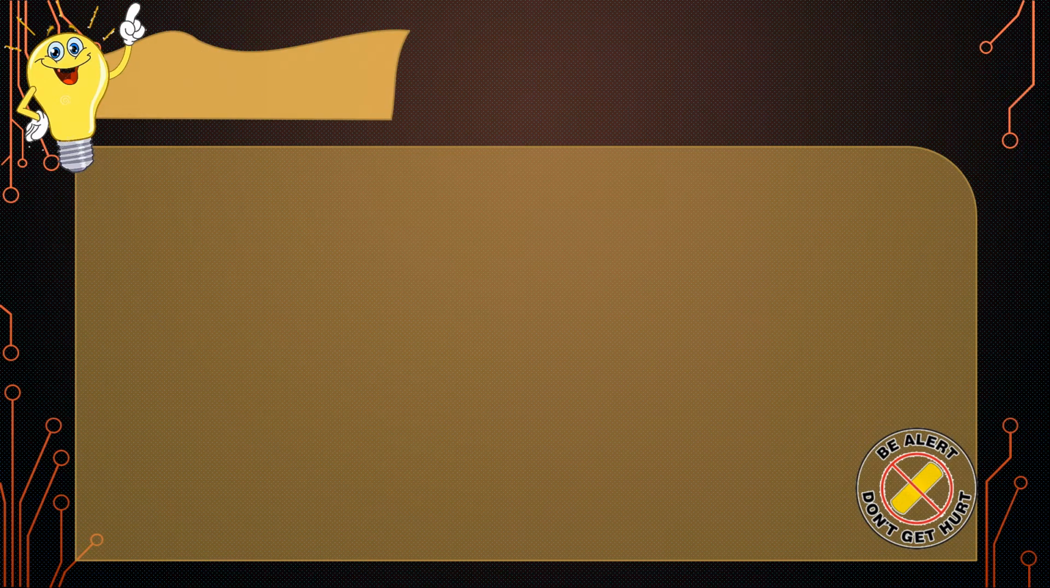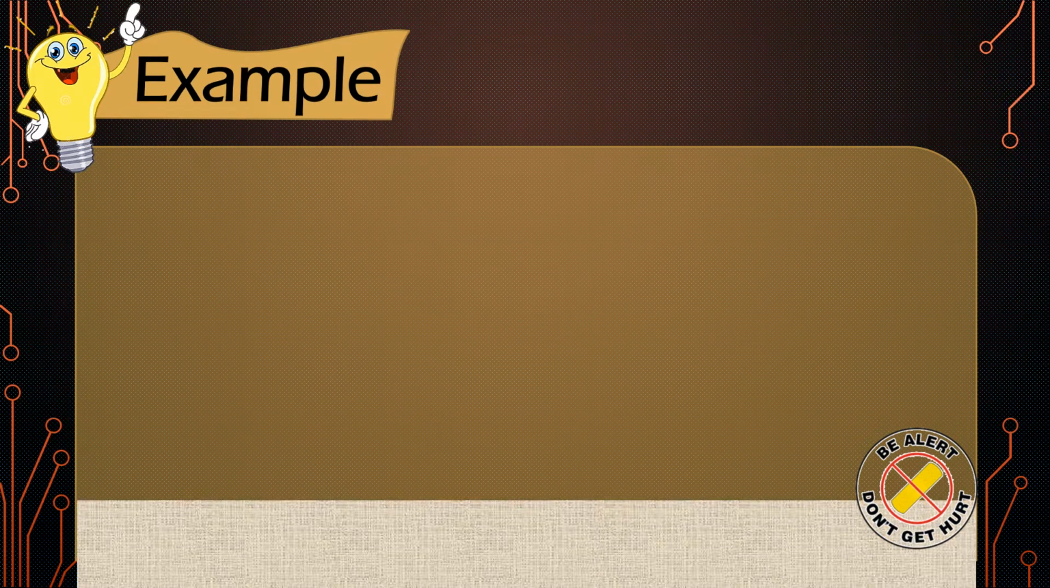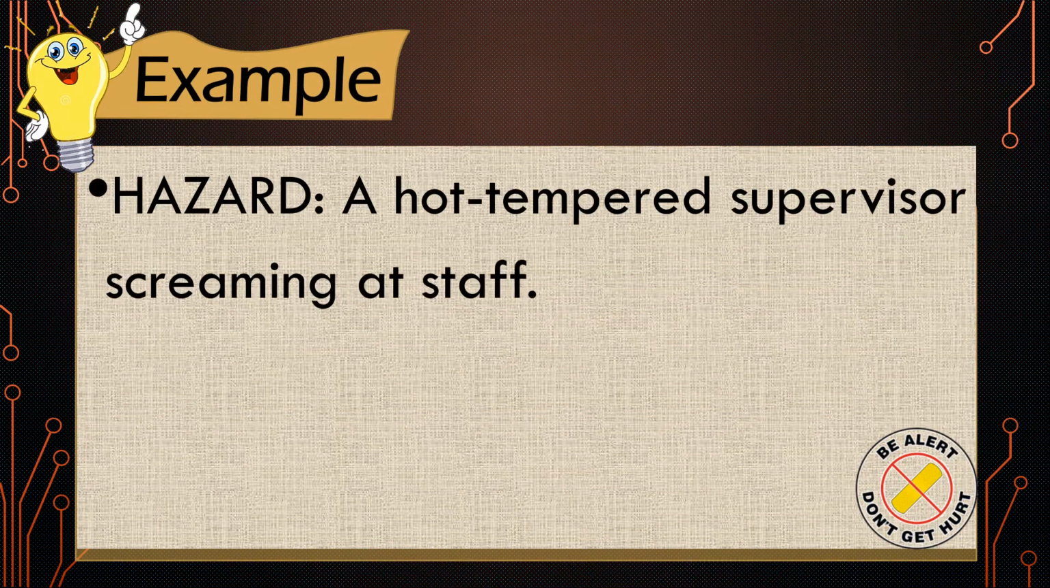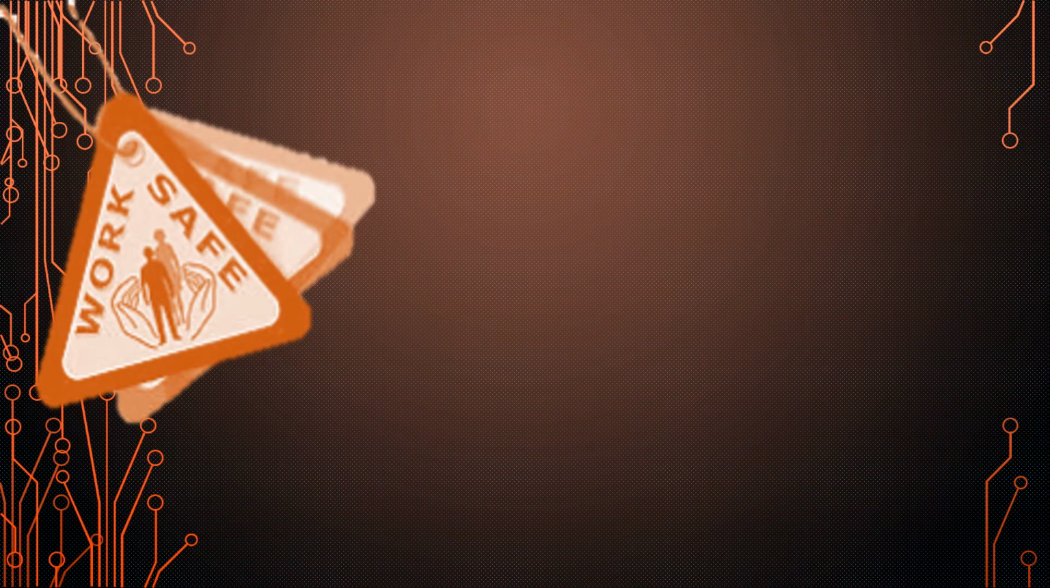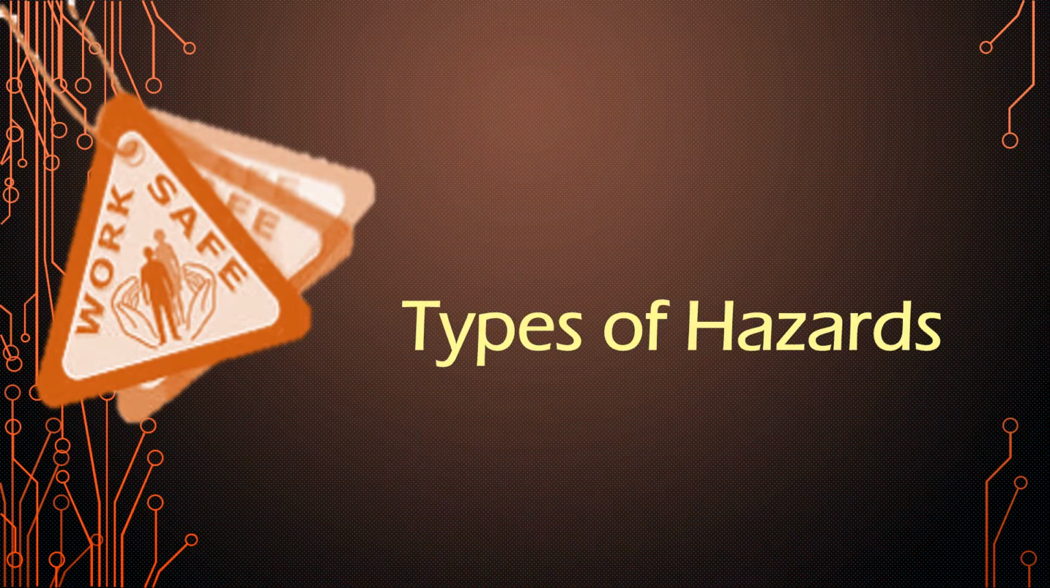Now let's put it into a situation. Hazard: a hot-tempered supervisor screaming at staff. The possible risk: a mental health issue for a staff member. To be able to understand well about hazards, let's identify the types of hazards.